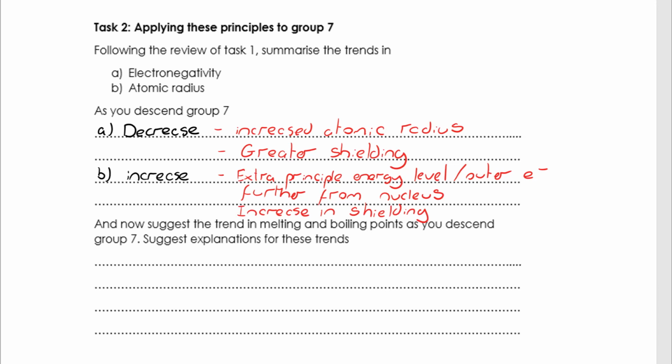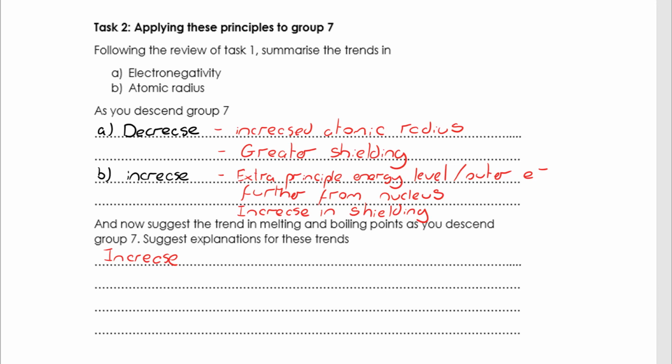In terms of the melting points, this is a really important one. And as I say, it goes back to work that you've done in bonding and specifically intermolecular forces. The trend is that it increases. Now, there might be other ways that you can remember this. If you can remember that fluorine is a gas, chlorine is a gas, bromine is a liquid at room temperature, iodine can be a solid at room temperature, a blue-black solid. So we can see there that there's an increase.